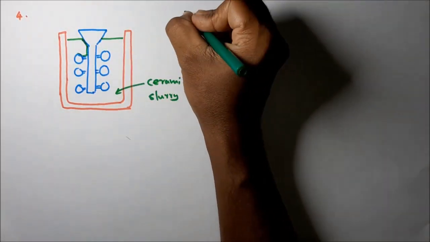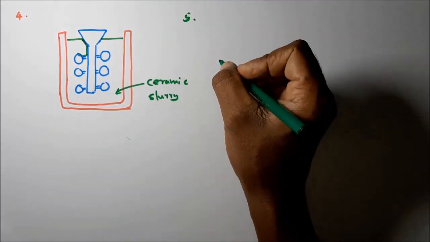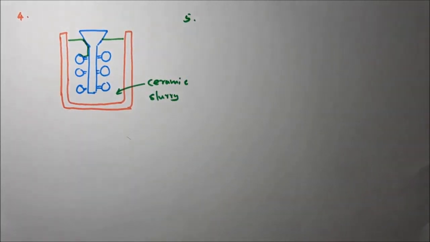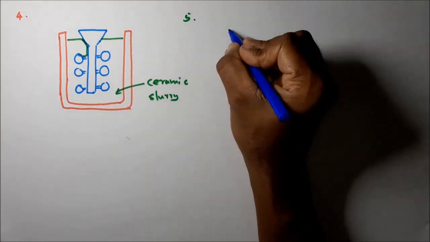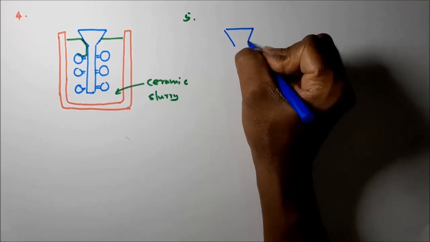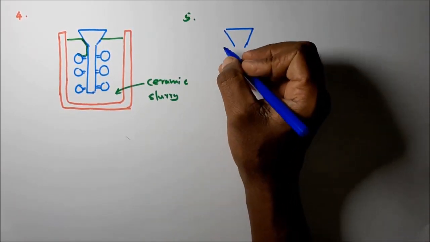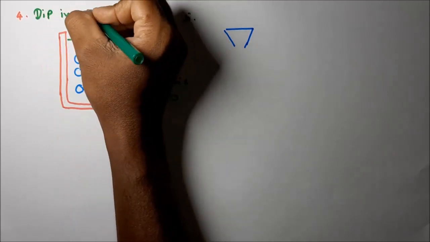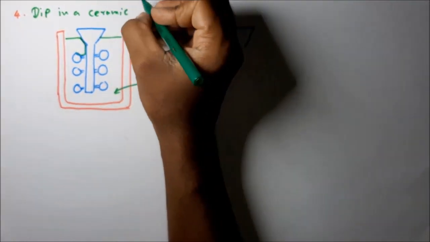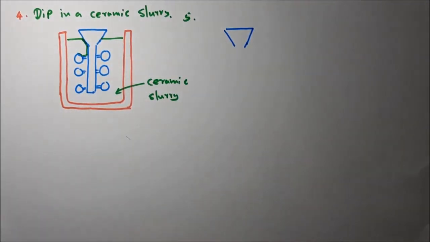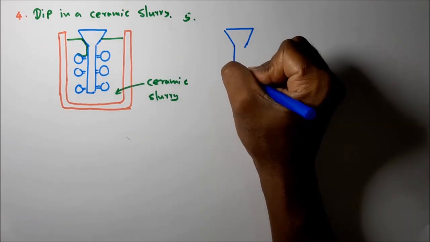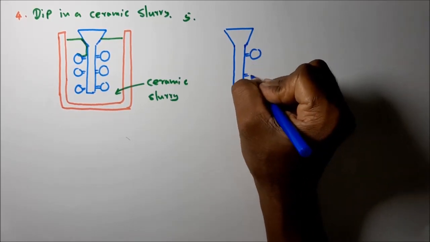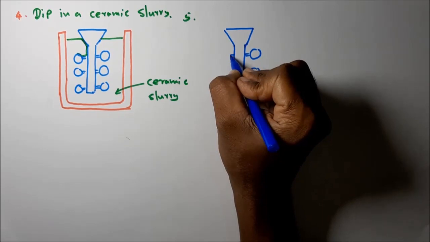Then after it is taken out from the ceramic slurry dip, let's say step 5, we have this kind of assembly. I will write this: dip in a ceramic slurry, step 5. This is the pattern tree just after being taken out from the ceramic slurry container.